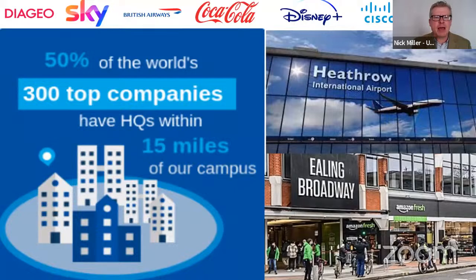The other thing I should mention about UWL and our location is just the proximity that we have to lots of global companies. You know, 50% of the world's top 300 companies are within 15 miles. So some examples of where our campus at Brentford sits, it's next door to Diageo, Sky TV, British Airways, Coca-Cola, Disney. So this really emphasizes our closeness to not just global companies, but also there's lots of small, medium-sized enterprises in the local area.